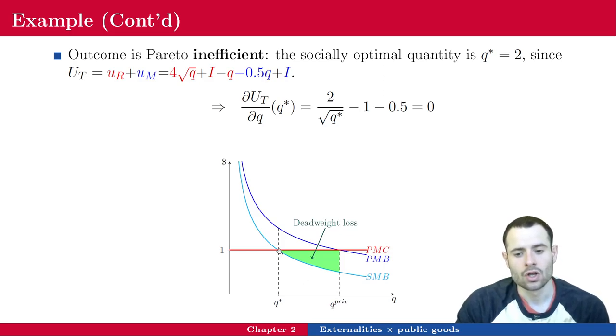Under Q star, total surplus is equal to this area under the blue curve and above the red line until you get to Q star. But under Q prime, the total surplus is equal to that area minus that area. Why minus? Because the social marginal benefit is now lower than the cost of cigarettes.